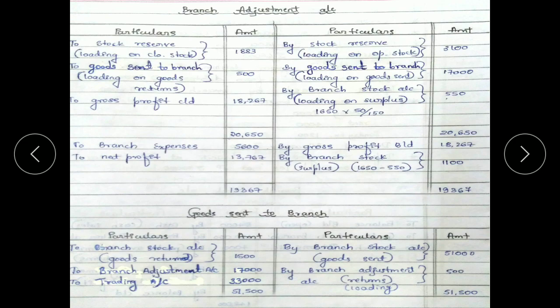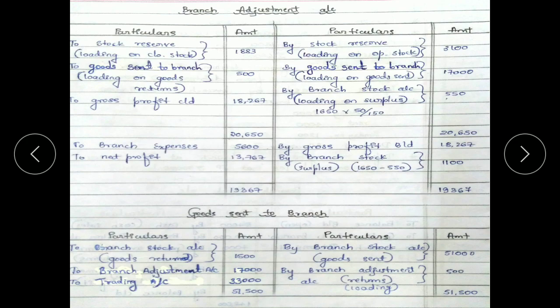Next, branch adjustment account. It is divided into two parts. In the first part, we adjust all the loading entries. First entry on debit side, to stock reserve. It is the loading calculated on closing stock, 1,883. Next one, to goods sent to branch. It is for loading calculated on goods returned by branch. So the loading amount comes to 500.